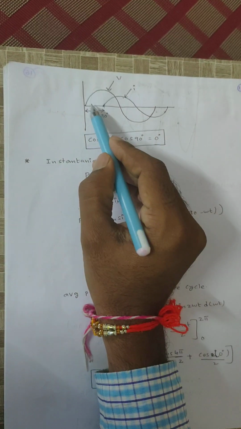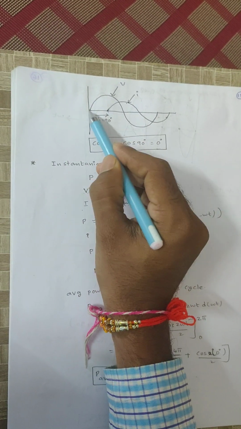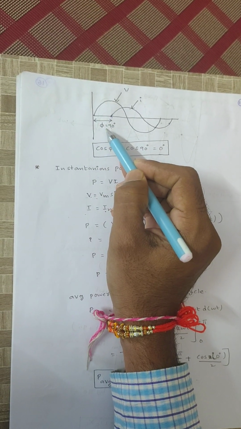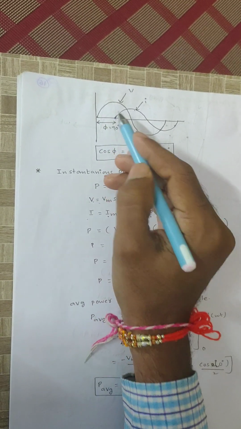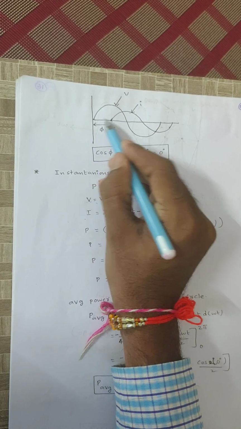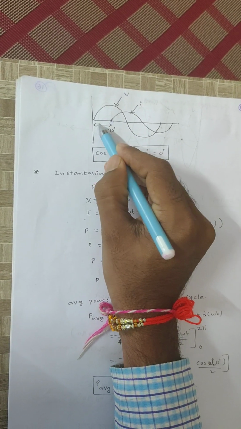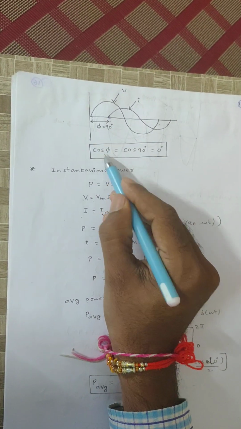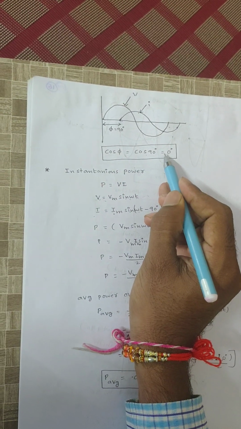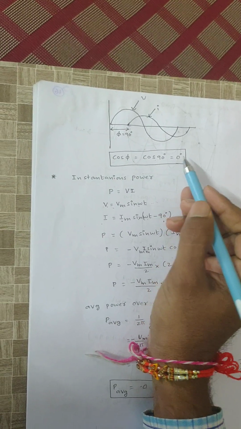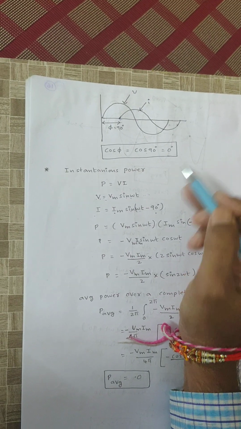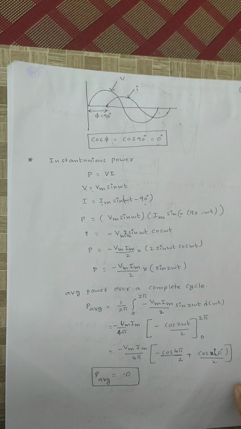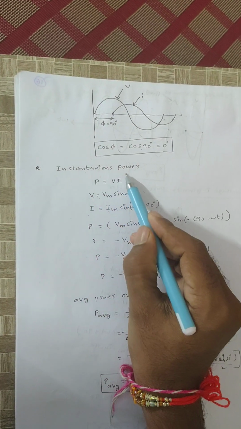The cosine of the angle between voltage and current is nothing but the power factor, where phi is the angle between voltage and current. Now see here, the phi value will be 90, and cos 90 is 0. That means in case of a pure inductor the power factor is 0. Okay, next, instantaneous power.